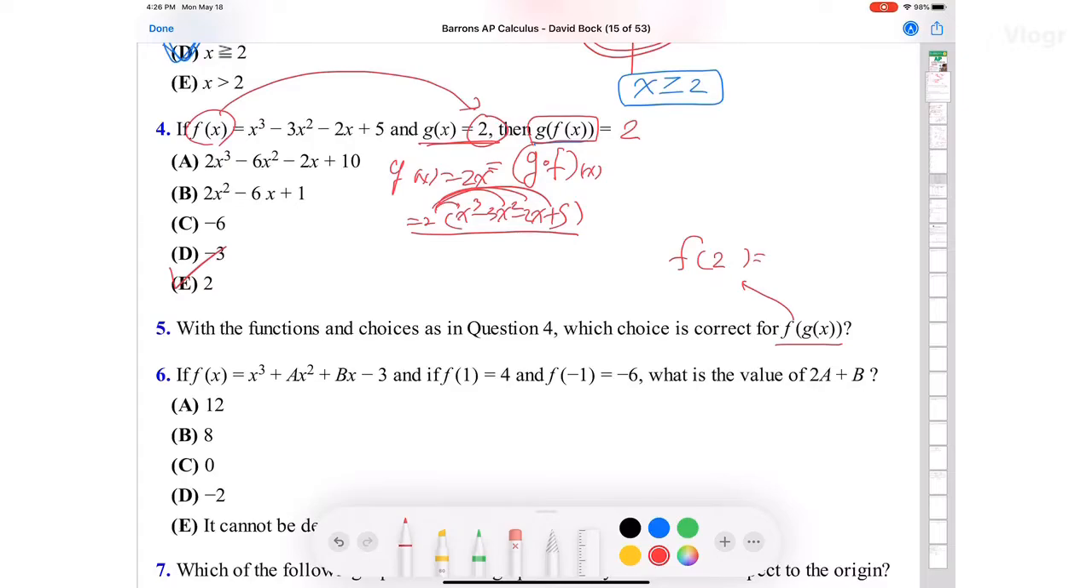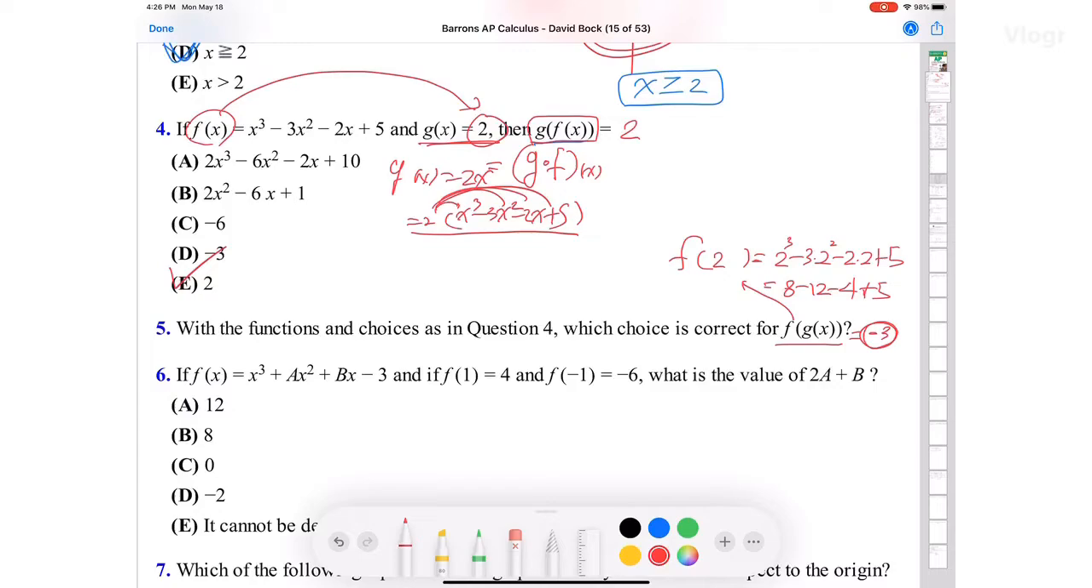So f of 2 means what? Plug in 2 for x of f of x: 2 cubed, minus 3 times 2 squared, minus 2 times 2, plus 5. So 8 minus 12 minus 4 plus 5. 13 minus 16, which is negative 3. So that is negative 3. That's the answer. It's not hard at all. Let's go to number 6.